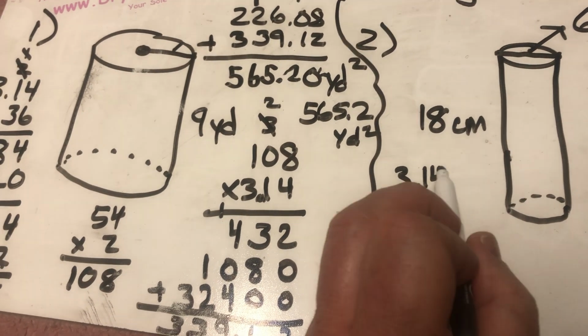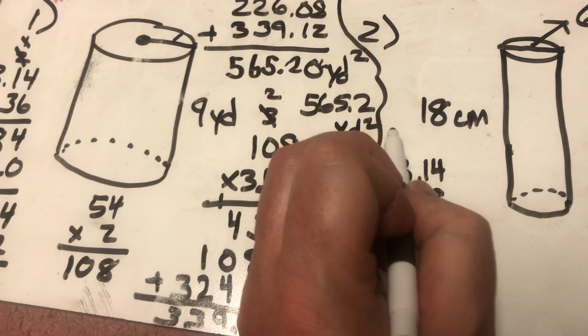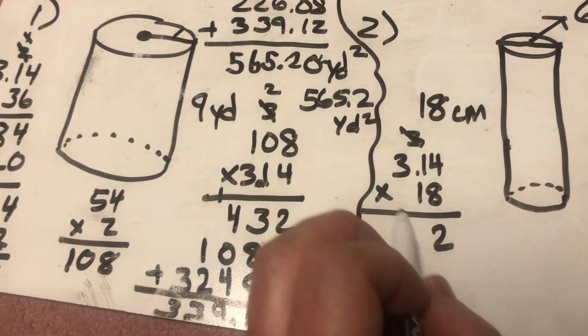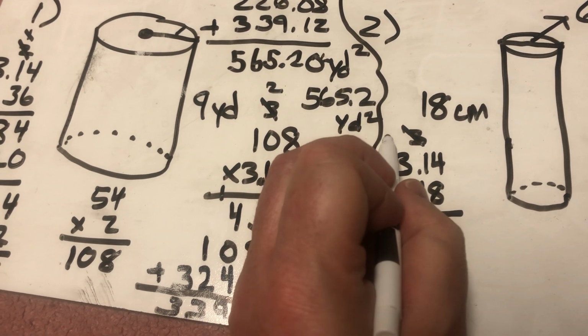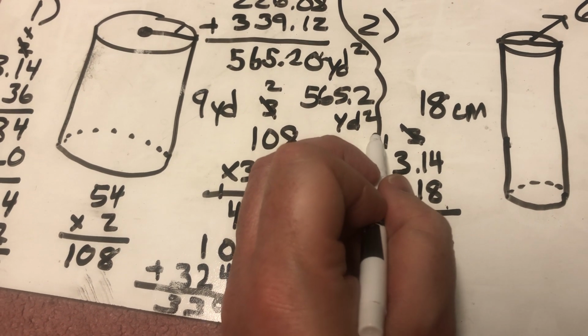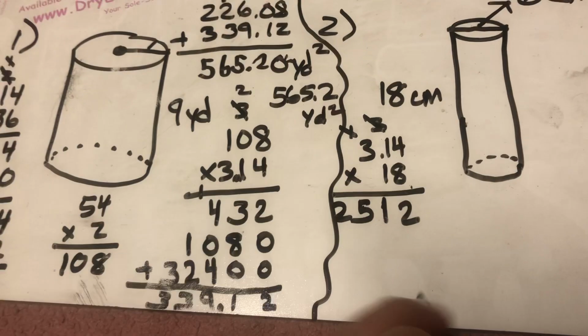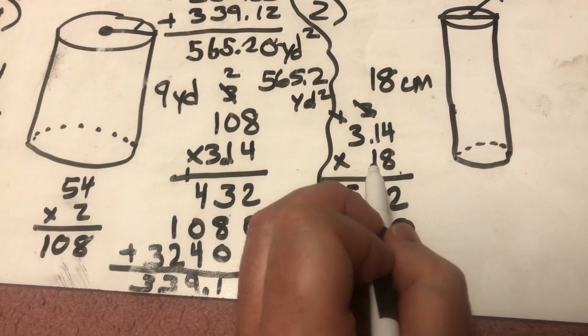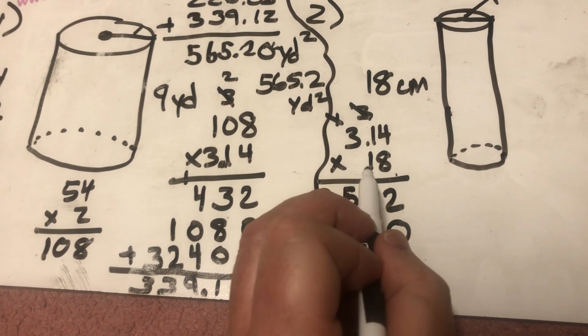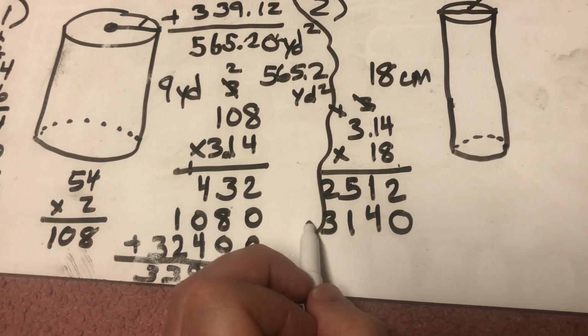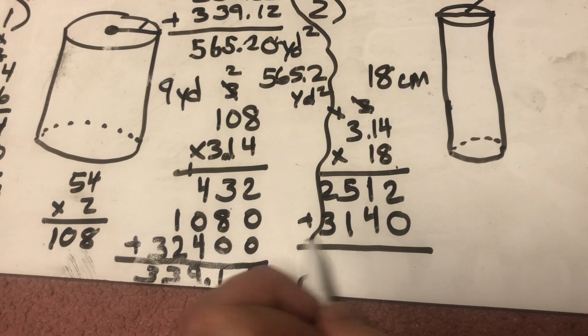It's combined area. 8 times 4 is 32. Put the 2 down, carry the 3. 8 times 1 is 8. Plus 3 is 11. Put the 1 down, carry the 1. 8 times 3 is 24. Plus 1 is 25. Put the 0 down. 1 times 4 is 4. 1 times 1 is 1. 1 times 3 is 3. I go ahead and add those together.